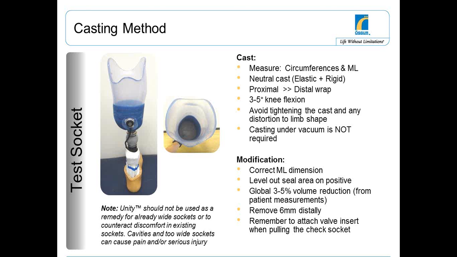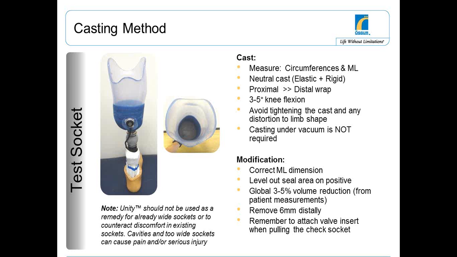Modification-wise, correcting the ML dimension is pretty critical. You're not pulling vacuum up at the ML dimension. You're pulling vacuum from the seal down. So I'm finding it's pretty critical to make sure you get that ML dimension as correct as you would on anything else. You want to level out the seal area on the positive. So you're doing that as you would do with the rest of our seal-in range.